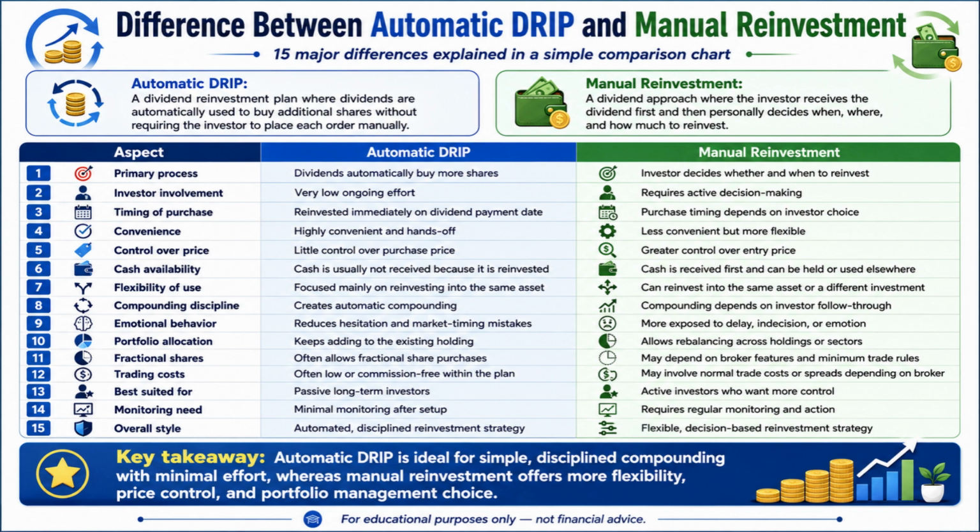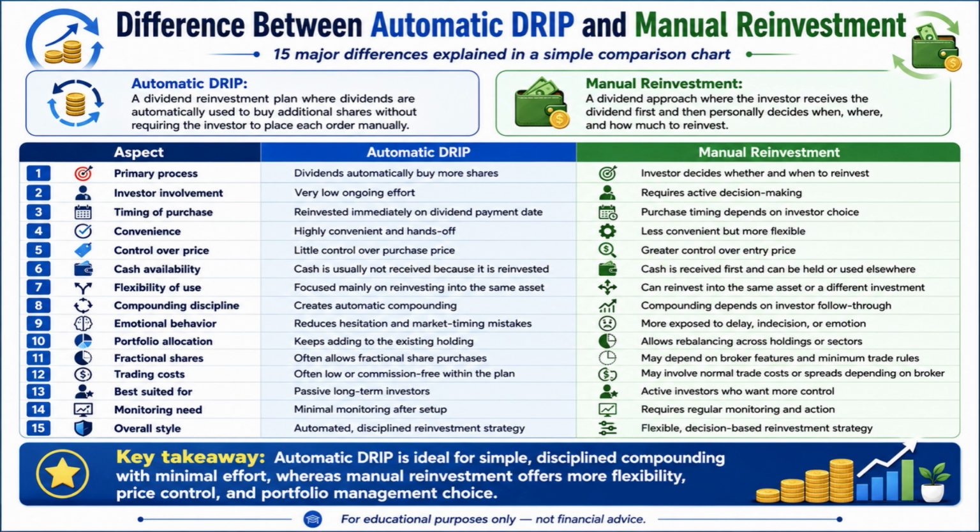Number 13. Automatic DRIP is best suited for passive long-term investors, whereas manual reinvestment is better suited for active investors who want more control. Number 14. Automatic DRIP usually needs minimal monitoring after setup, whereas manual reinvestment requires more regular monitoring and action from the investor.